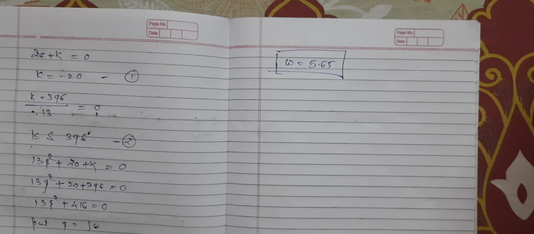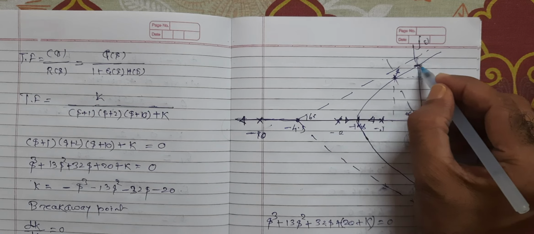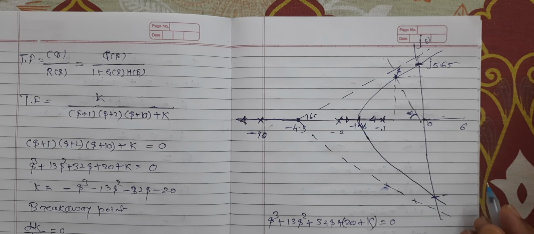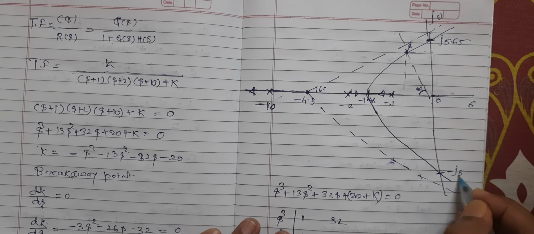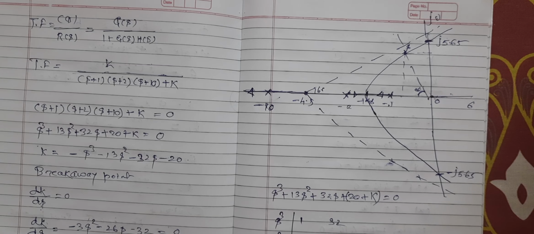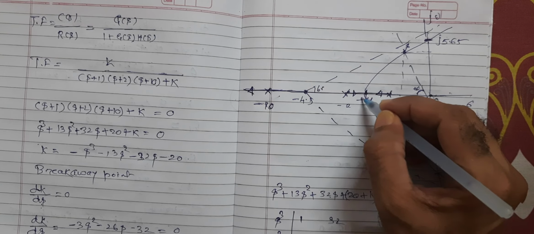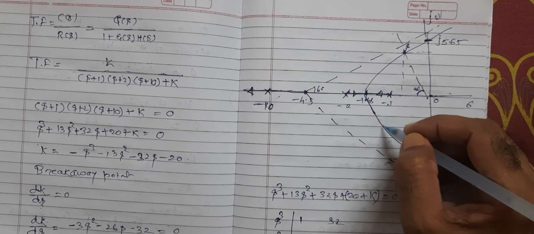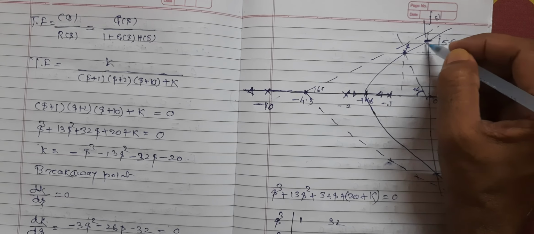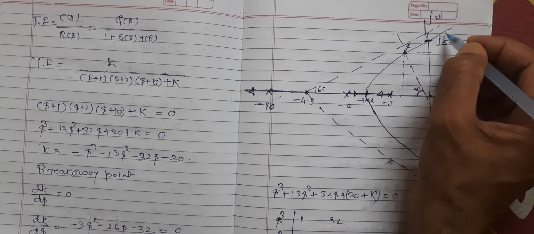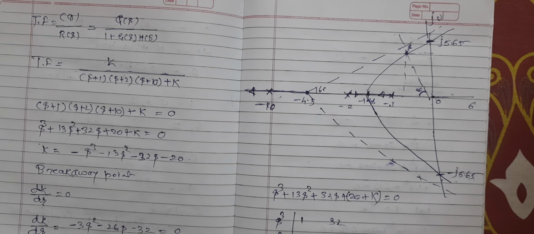Now see here, this value is j 5.65 and this is minus j 5.65. So first you have to find out this value, and then from the breakaway point, you draw a curve which passes through j 5.65 and minus j 5.65. Then we complete our root locus.